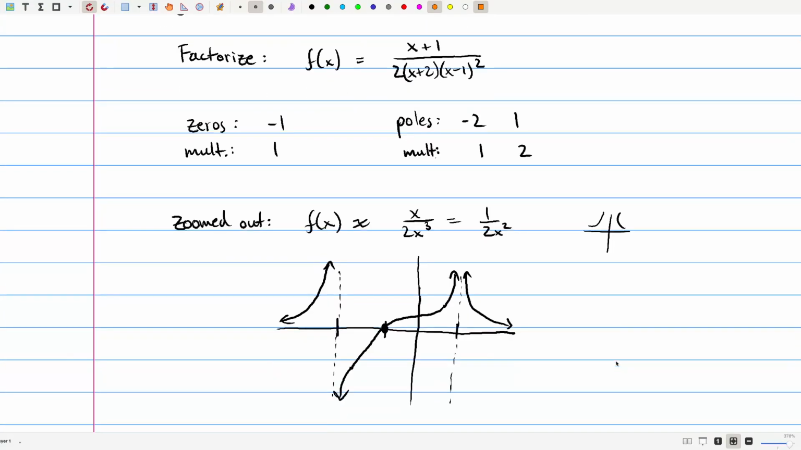And so now with all that, we can put together a picture. Let's do this live. So we've got -1, -2, and 1 as interesting things that happen. There's a 0 at -1, and that's the only 0. There's a vertical asymptote at -2 from the pole, and a vertical asymptote at 1 from the other pole. And so we know that the long-term behavior is that it goes toward the x-axis when x gets very large.